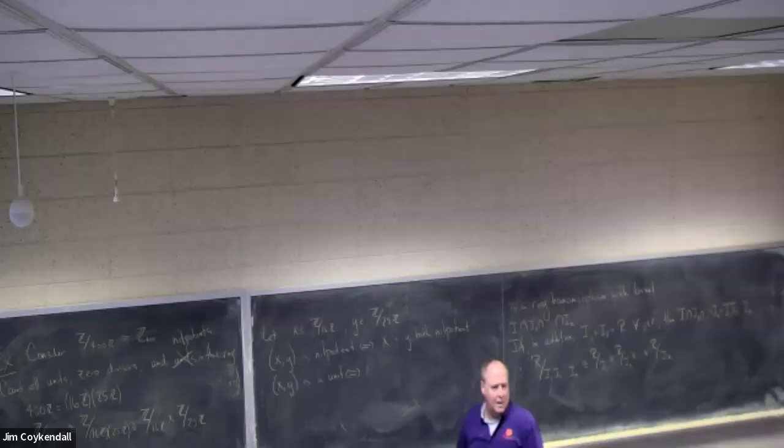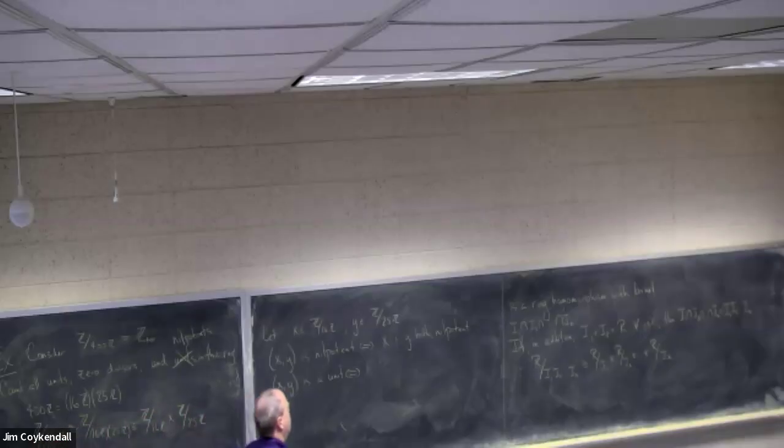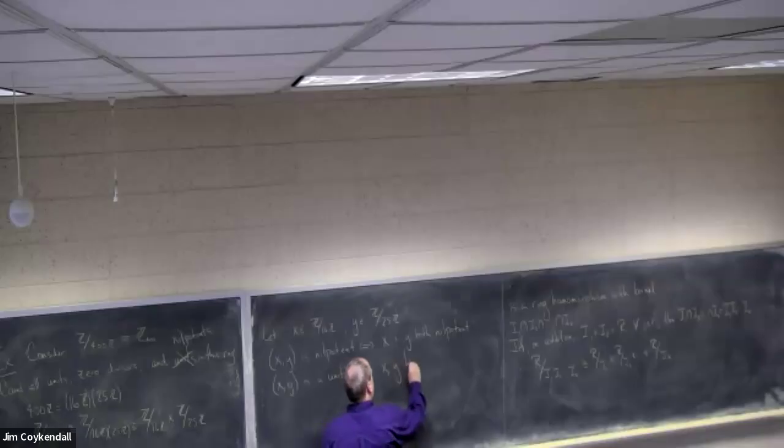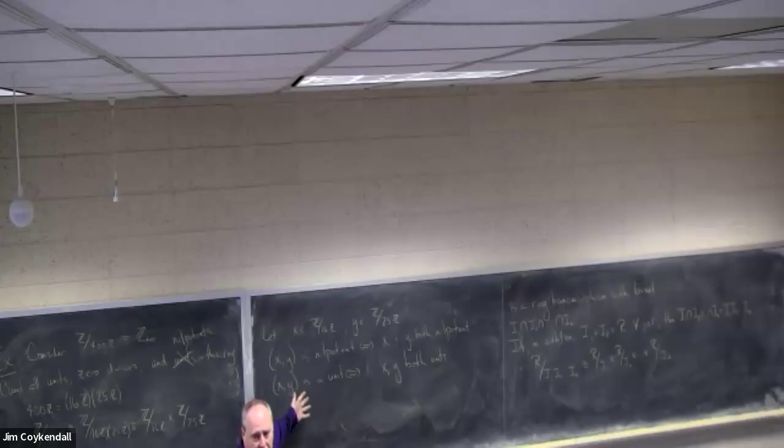How about units? X comma Y is a unit if and only if X and Y are both units. Because if you have an X inverse and a Y inverse, multiplying this by X inverse Y inverse gives you 1, which is the identity. And conversely, if you multiply this by something that gives you 1, that forces both X and Y to have an inverse. Everybody agree with that?